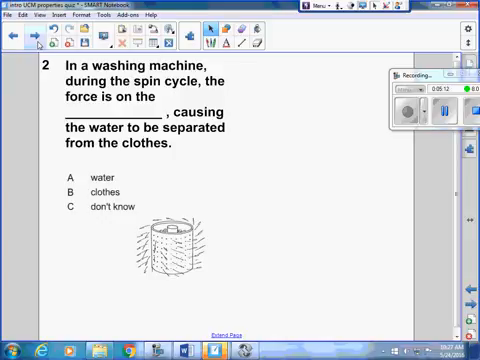Okay. In a washing machine during the spin cycle, the force is on the what causing the water to be separated from the clothes? Is it on the water, the clothes, or you don't know? Why do you say clothes?